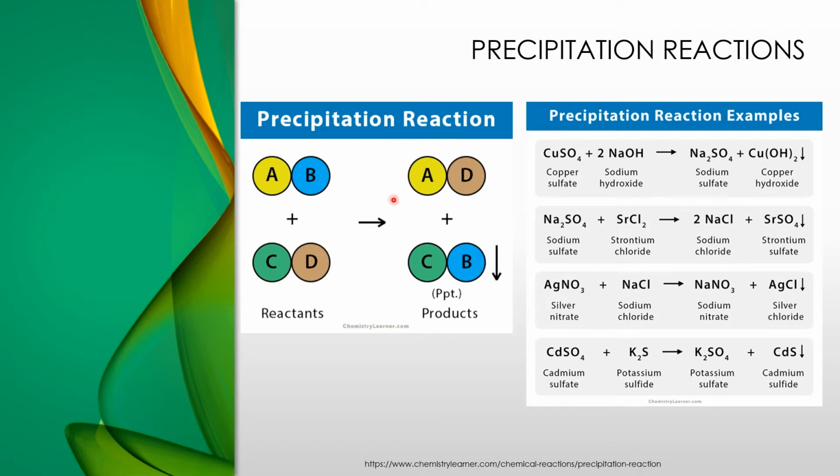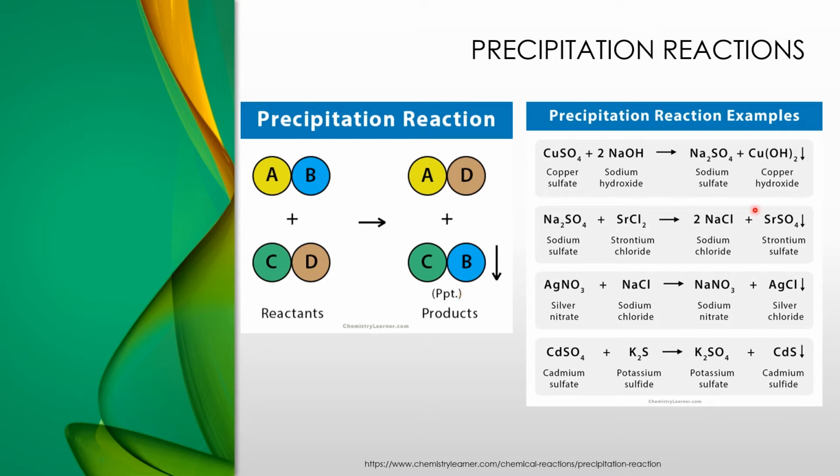What happens over here on our product side is, in a precipitation reaction, we'd be forming a precipitate, where one combination of anion and cation, or positive and negative ion, come together and aren't actually soluble in the solution. And they end up forming a precipitate, a solid at the end.